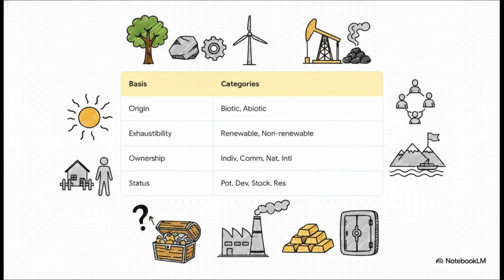Then there's ownership. Is it an individual's plot of land, a community park, a national forest, or maybe an international ocean? And finally, the status of development. This ranges from potential resources we know are there to developed ones we're actively using right now, all the way to stock and reserves that we're basically holding onto for future technology. It's just a brilliant taxonomy of human survival.